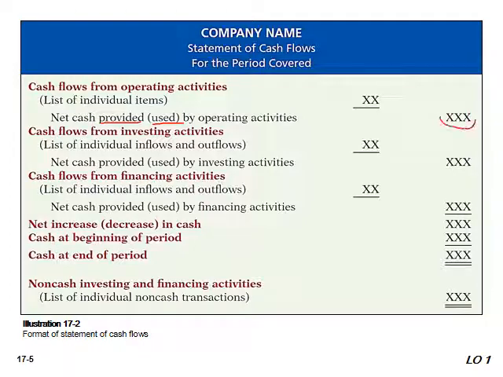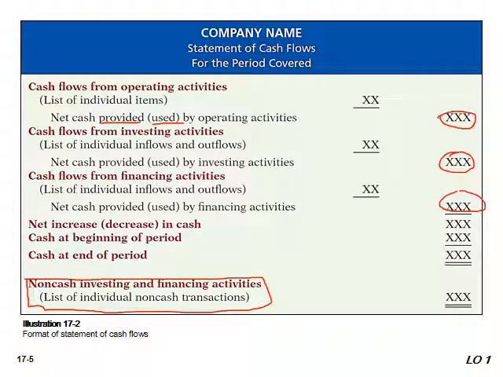You total the activity in operating, investing, and financing, and that gives you your net cash increased or your net cash decreased. You add that change in cash to your cash at the beginning of the period, and that gives you your cash at the end of the period. And as we talked about previously, you have a last section down here, which are your non-cash investing and financing activities. So these are when you purchase property, plant, and equipment using debt or equity.